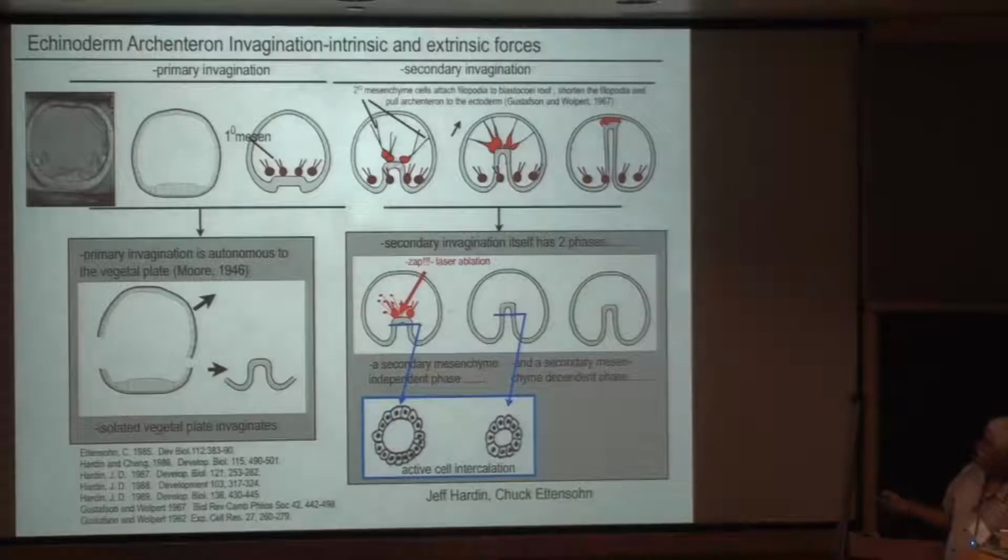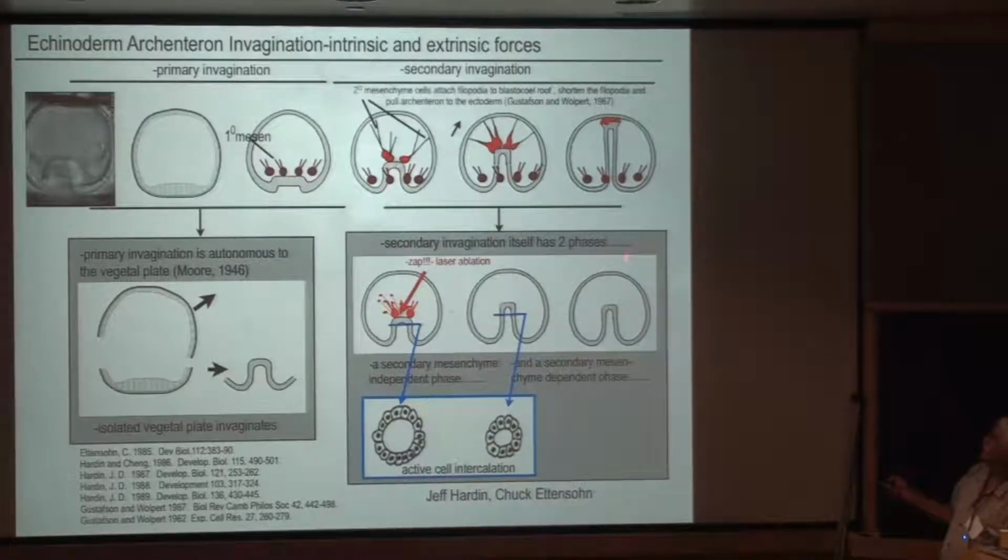The second phase is actually two phases. And Jeff Hardin in my lab back in Berkeley zapped these cells with a laser, the secondary mesenchyme cells, so they couldn't put out these protrusions. And it turns out that there's a middle third of this process that's autonomous. And it's driven by an active cell intercalation to form a longer, narrower cylinder. But it stalls out at that point. So you've got an autonomous initial invagination. You've got an independent autonomous elongation by cell intercalation.